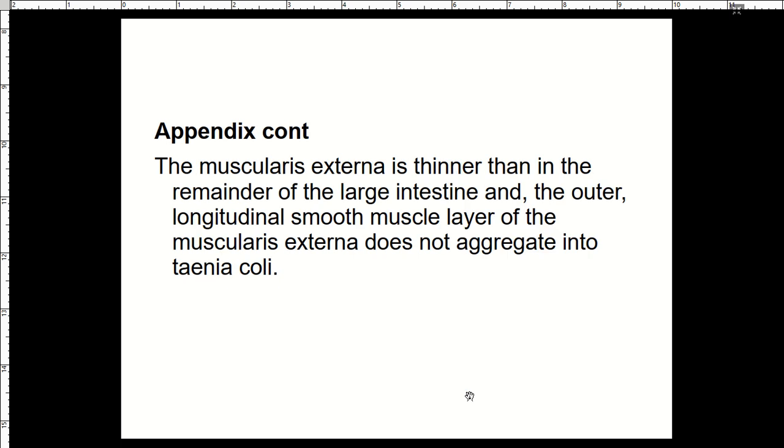So the muscularis externa is thinner than in the remainder of the large intestines, and the outer longitudinal layer does not aggregate into taenia coli. So the taenia coli start at the base of the appendix, right, going upward. But right in the appendix, we have our outer longitudinal layer not gathered into bundles of taenia coli.